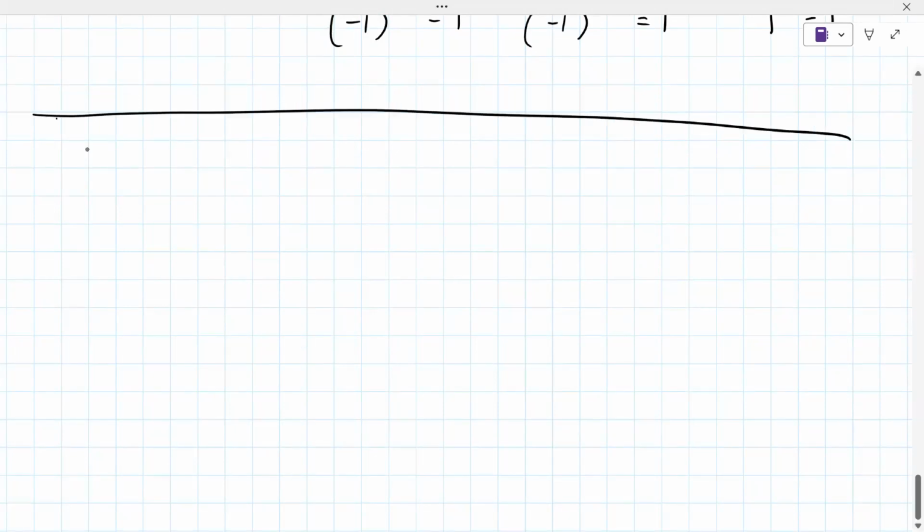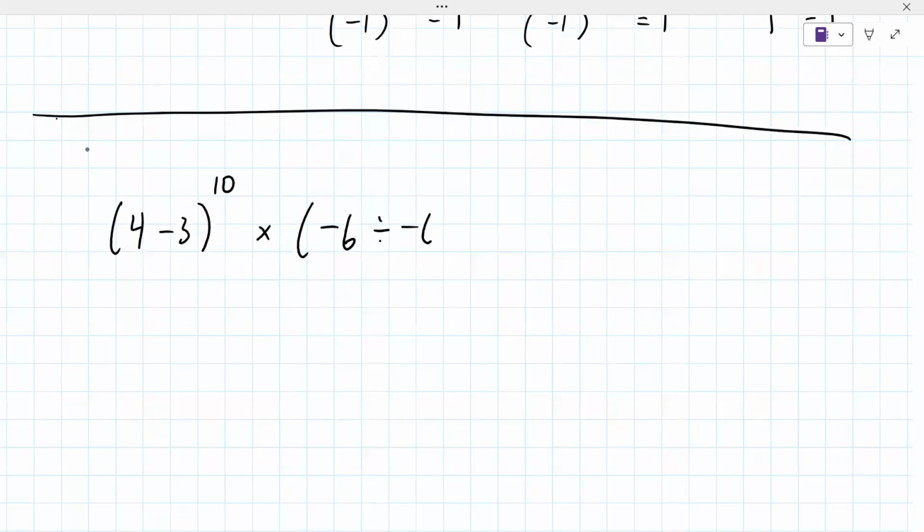Okay, Juliana, are you ready for us to continue? Yes. All right. So let's go: 4 minus 3 to the power of 10 times -6 divided by -6 to the power of 3. So you got to work on what's inside parentheses first. Okay, so what's in parentheses is 4 divided, wait, is it 4 minus, plus? Oh, it's minus. Okay, minus.